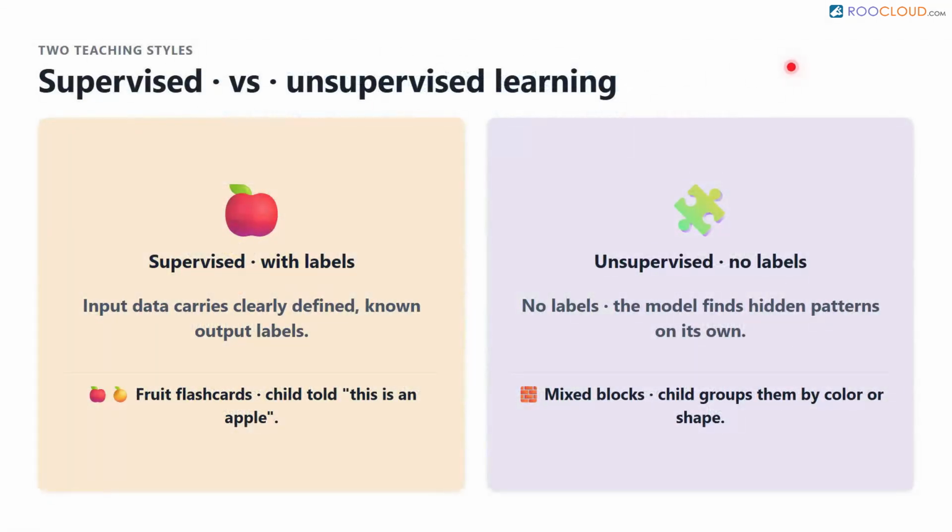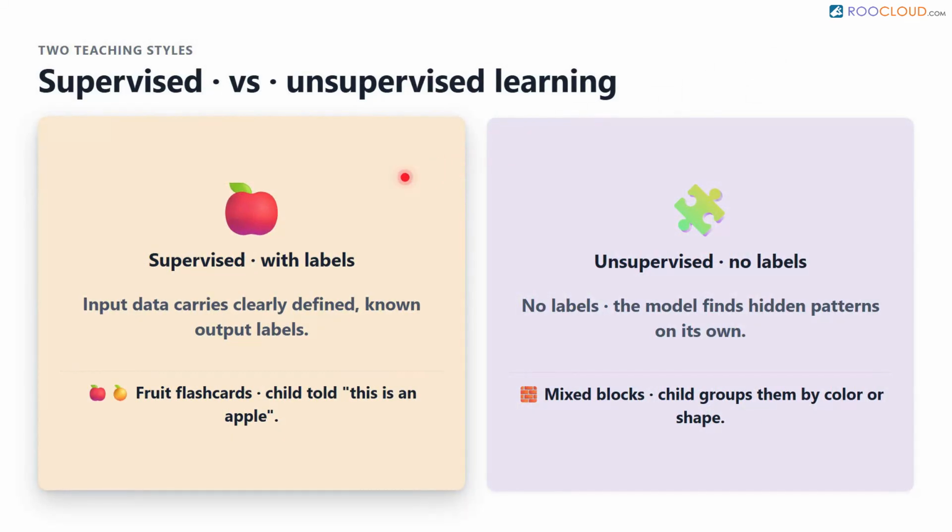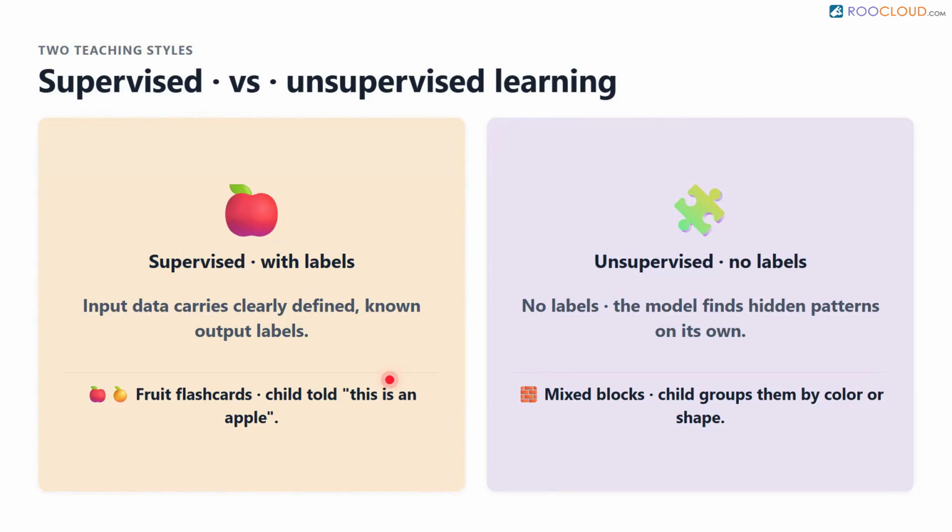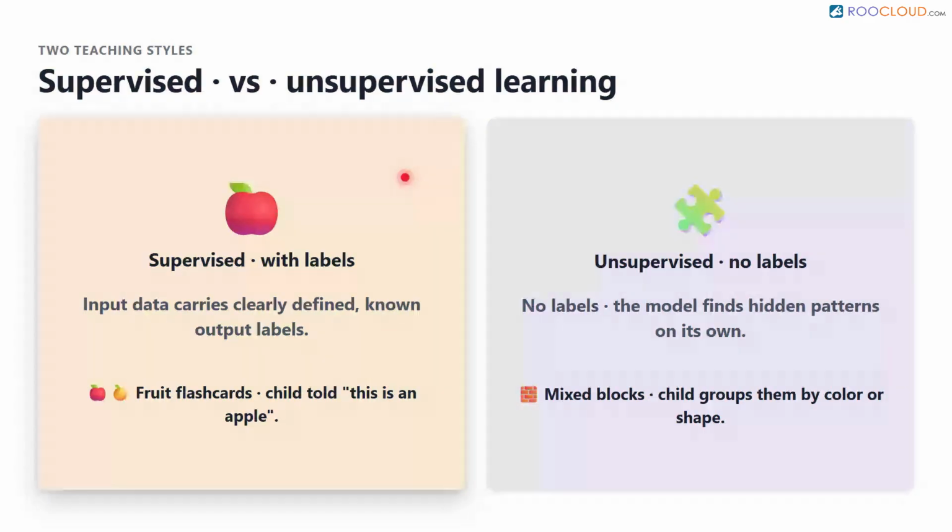We can approach this teaching process in a couple of ways. The first is supervised learning. Imagine you are teaching a child to identify different types of fruit using flashcards. You show them a picture, and you explicitly tell them it is an apple or an orange. In supervised learning, the model is given input data that has clearly defined, known output labels.